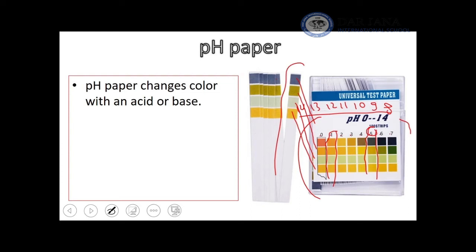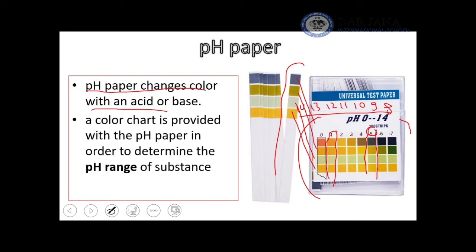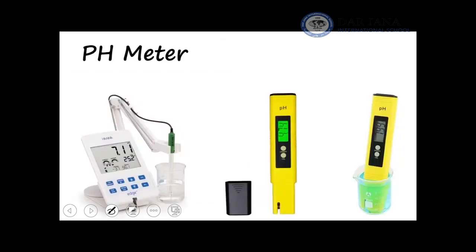Okay, so a pH paper changes color with an acid or a base. So this is the color chart. You can use it to determine the pH range of a substance. Now for the pH meter, the pH meter gives the exact value of the pH. Once you dip it from this end here in the solution, it will give you the exact pH of the solution.